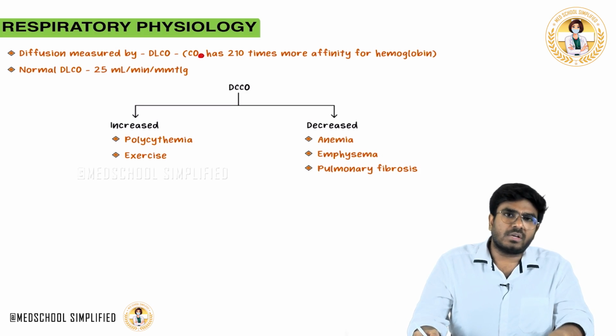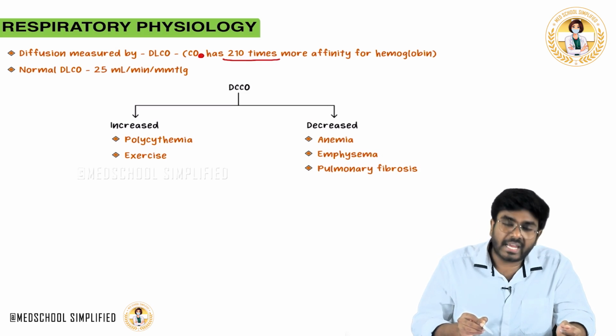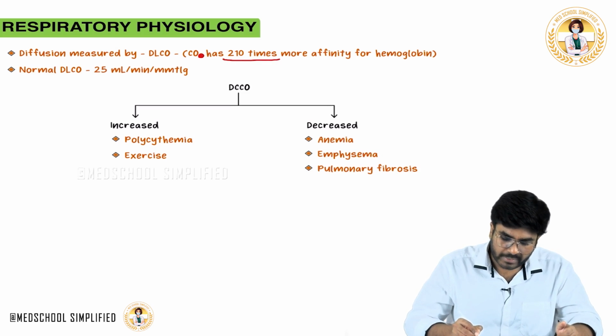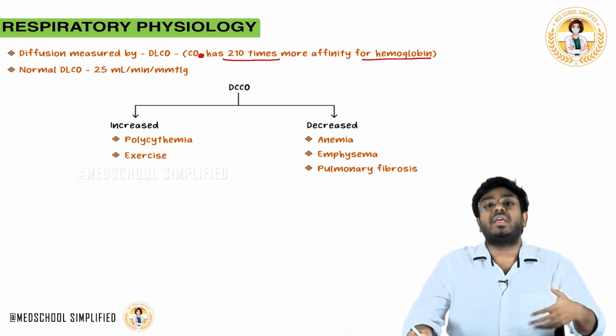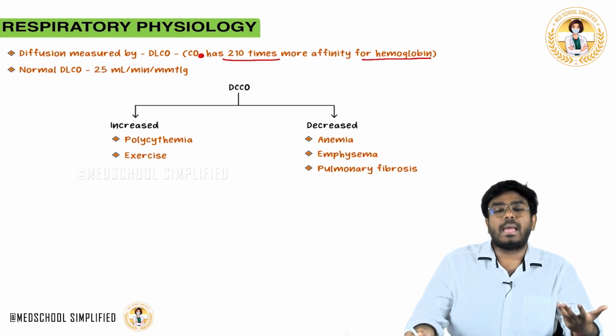Why are we using carbon monoxide? Because it's an ideal molecule. Carbon monoxide has 210 times more affinity for hemoglobin when compared to oxygen. Since it has more affinity, we can get better results. We can know how good the diffusion is.